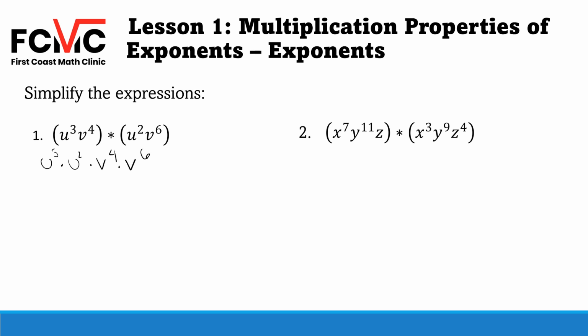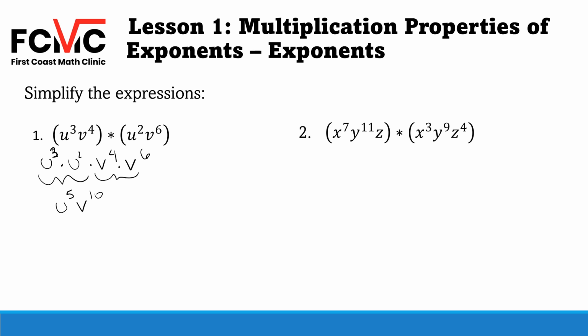And I'm going to use my product property. We know if we have the same base, we can add our exponents. So u to the third times u to the second is going to give us u to the fifth. And then v to the fourth times v to the sixth is going to give us v to the 10th.